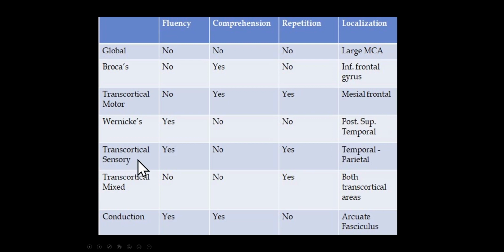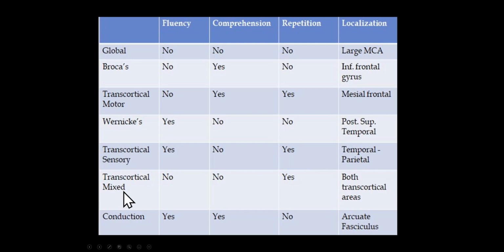Now, if we have a watershed stroke that affects the area around Wernicke's area, again, it looks just like a Wernicke's aphasia. So they're fluent, but they don't understand, and they can repeat sentences. How can someone who doesn't understand repeat a sentence? Well, what they may do is, you're asking them to do certain things, they may just echo back words that you say, and that's often how we can detect that they have some intact repetition.